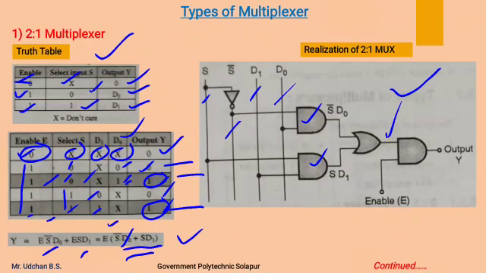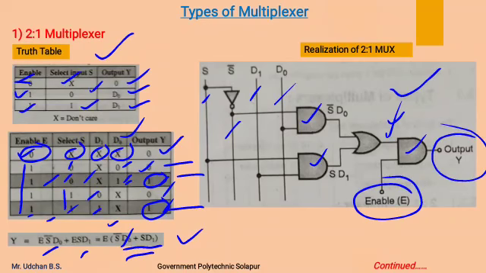And to get E into the term available in the bracket, we used another AND gate. The enable input is connected to that, and the term inside the bracket we get over here is connected to the AND gate, and we get the final output.